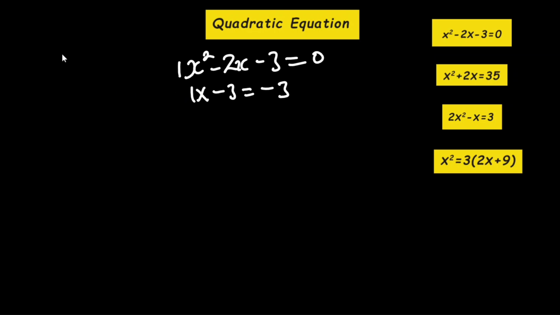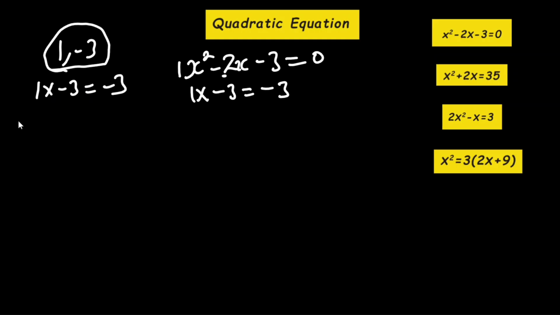Now let's try out 1 and negative 3. We are going to multiply these two numbers to see if we get negative 3, and also after we have added them, we should get negative 2. 1 times negative 3 is negative 3. 1 plus negative 3 is negative 2. So as you can see, after I've multiplied them, I got negative 3, and after I've added them, I got negative 2.